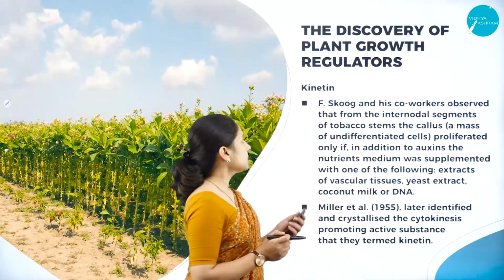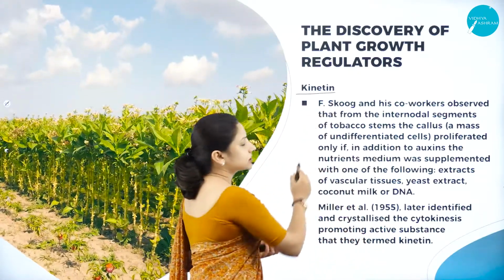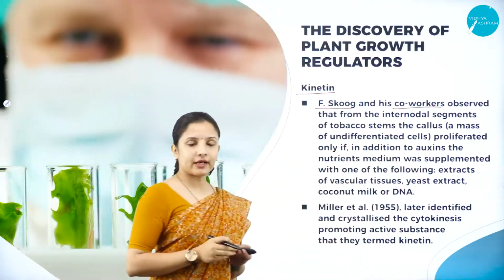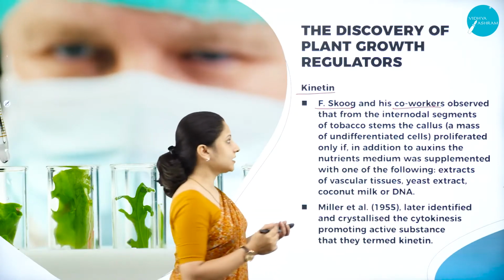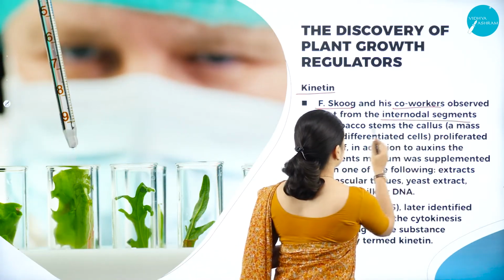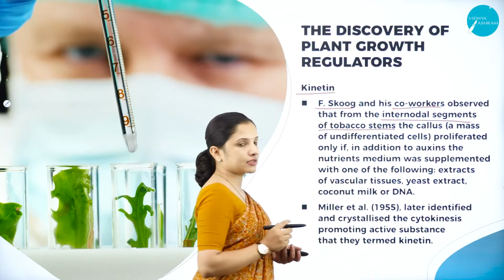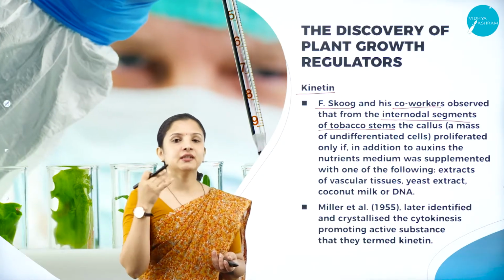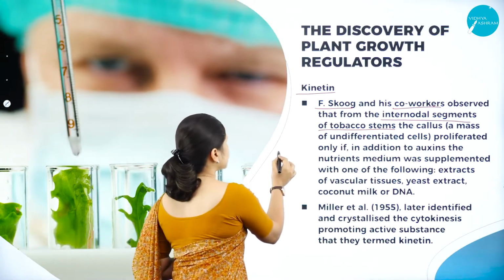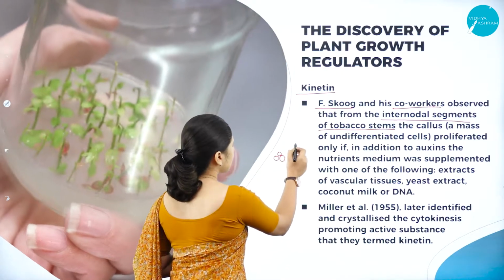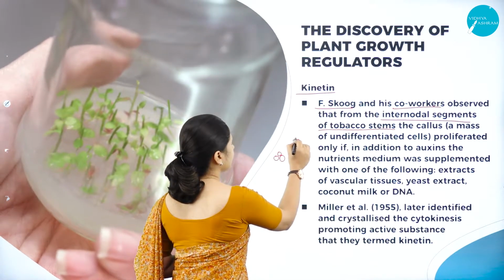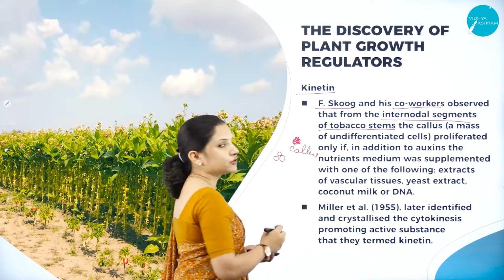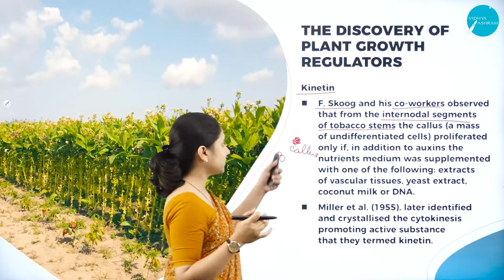Next is kinetin. Kinetin was discovered by F. Skoog and his co-workers. They discovered that in the internodal segments of the tobacco plant, that is the tobacco stem, a callus forms. A callus is nothing but the growth of cells in an uncontrolled manner. Usually the cells are dividing in a controlled way, but in callus the cells divide in an uncontrolled manner, and callus usually looks like this. In tissue culture, we get this callus.